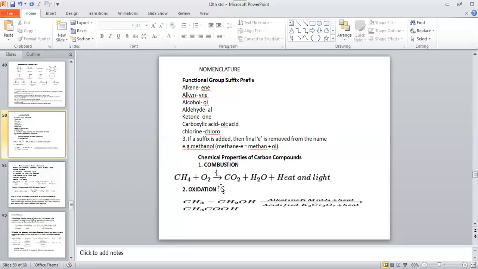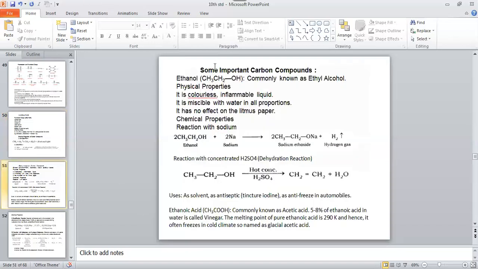Second is oxidation. So this is CH3CH2OH, a two-carbon-containing alcohol. The name of this alcohol is given from eth, so it is ethanol. In the presence of alkaline KMnO4 and heat, or acidified K2Cr2O7 and heat, it gives nascent oxygen, which oxidizes ethanol to ethanoic acid, that is acetic acid, having formula CH3COOH.